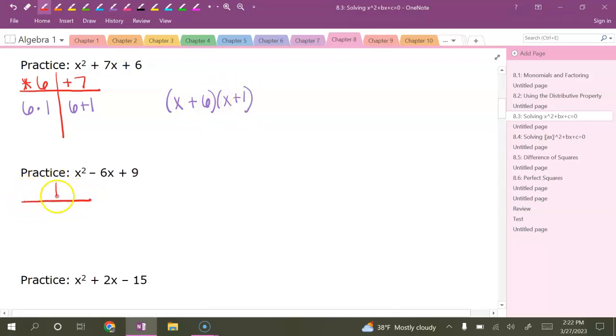For the next example, you should have multiplied to a positive 9, and you needed to add to a negative 6. Again, you could have looked up at your chart for this and matched it with one of those 4 situations. This matches the second one, which means that both of your signs here have to be negatives. So your numbers both have to be negative. The ones that work are negative 3 and negative 3. That gives you a positive 9 when you multiply, and it gives you a negative 6 when you add. So then you should have written that as x minus 3 times x minus 3.